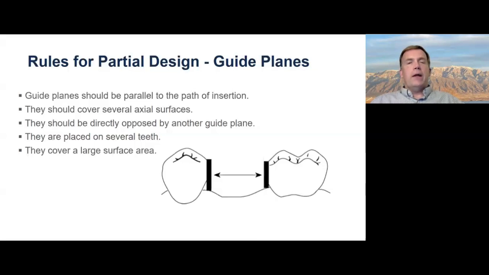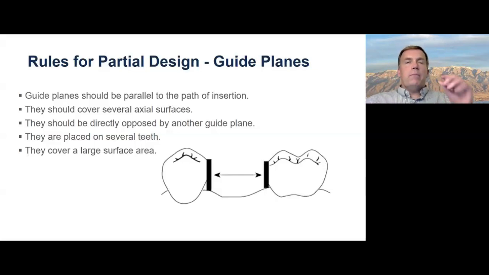So getting back to guide planes. When we add more guide planes, a lot of times what that can do is it can reciprocate our clasp without adding a reciprocating arm. And again, the smaller the partial is, the better.